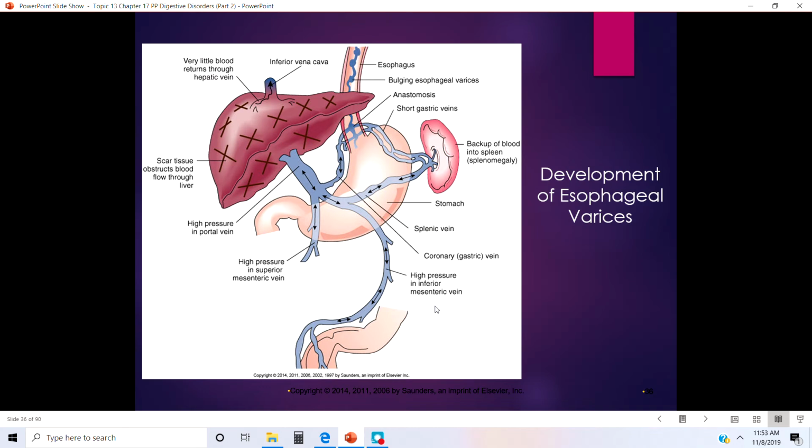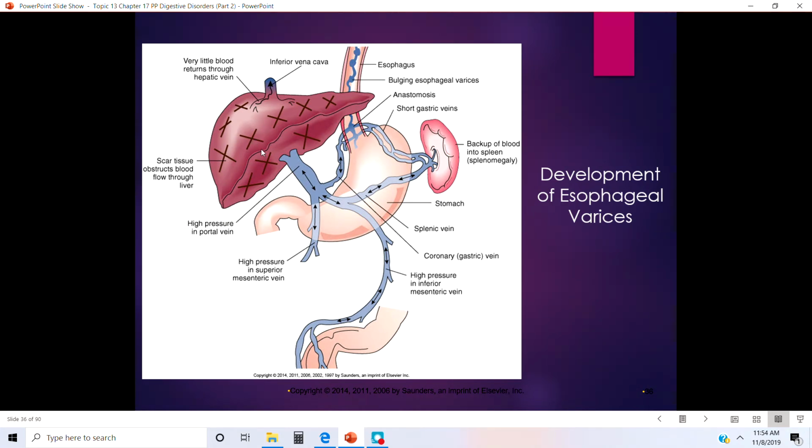So let's take a look at some of these things that we were just describing. Just going over normal anatomy. These veins here would be the mesenteric veins coming from our intestines. This would be the inferior mesenteric vein. This would be the superior mesenteric vein. Here's the splenic vein, some of the gastric veins. All of these veins normally bring nutrients and toxins to the liver. And they normally go through this vein right here. This is called the hepatic portal vein, and this brings the blood into the liver.